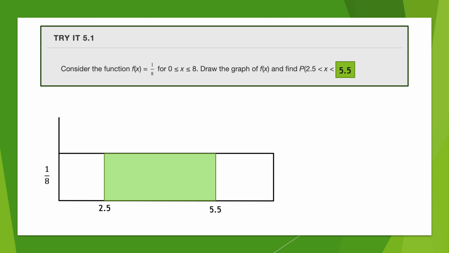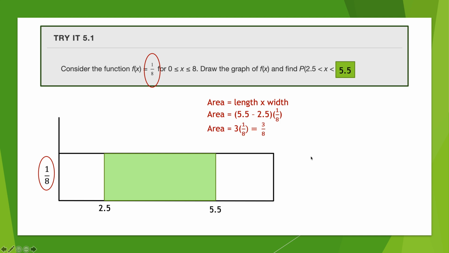Okay, so we know that the height is going to be 1/8. I know that because I looked at what I was given over here and it says 1/8. So I insert that into my diagram. I know that the whole rectangle goes from 0 to 8, but I'm only concerned with the part that goes from 2.5 to 5.5. So I highlight that and I make the rectangle. Now the question is, what is the area of that rectangle? Well, it's going to be length times width, and the length is going to be 5.5 minus 2.5, which is 3, times 1/8. So altogether I get 3/8.